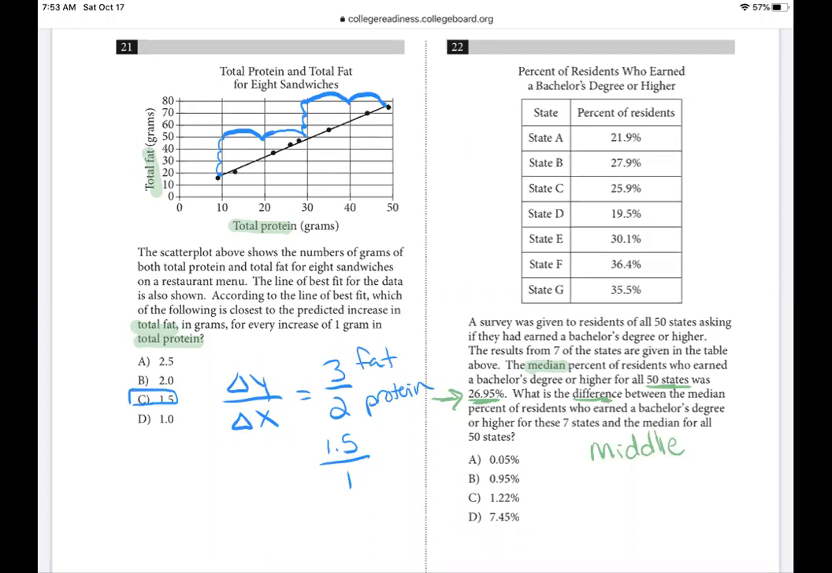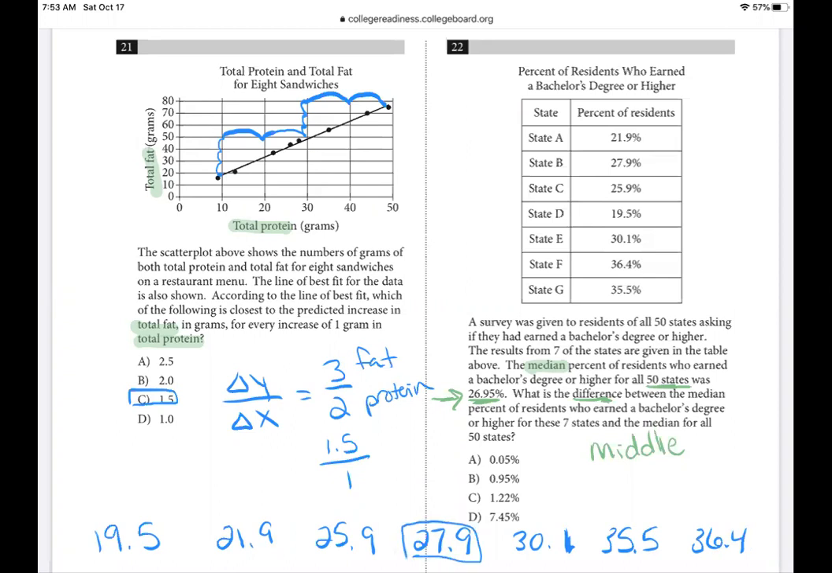Okay, and for number 22, first thing is to make sure we find the median of the 7 states provided. So if you put those in order, you would have 19.5, 21.9, 25.9, 27.9, 30.1, 35.5, and lastly 36.4. So since we have an odd number of numbers, the middle is easy to find.